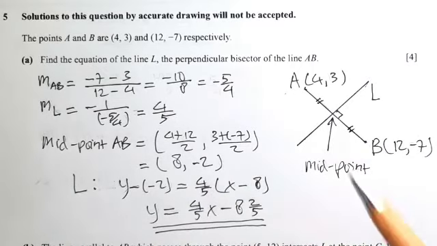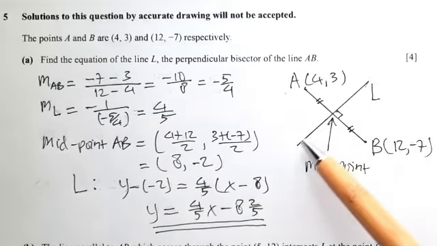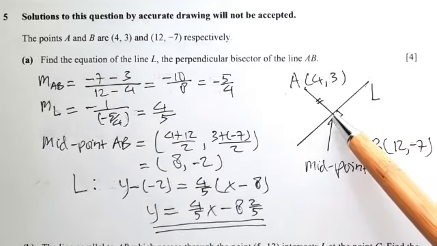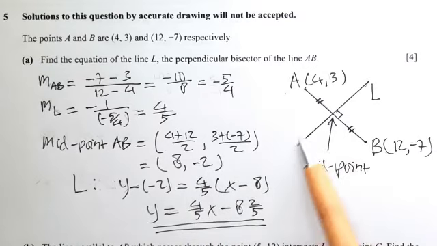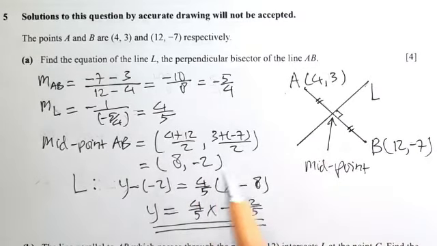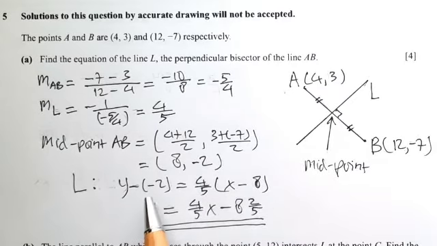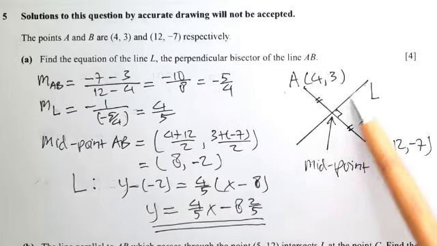Now we know the slope of this line, and we know that this line passes through this midpoint. Thus the equation is y minus (-2), that is y plus 2, equals the slope of line L, 4 over 5, times (x minus 8), and that gives y equals 4 over 5 x minus 8 2 over 5. Thus this is the answer for A, that is the equation of this perpendicular bisector.